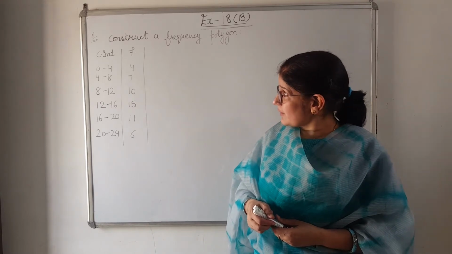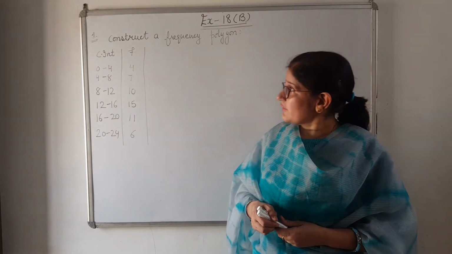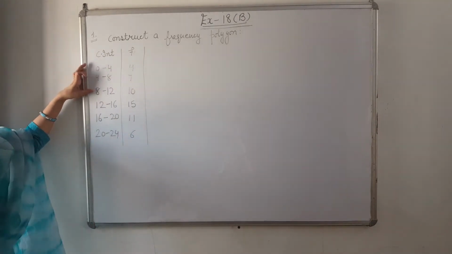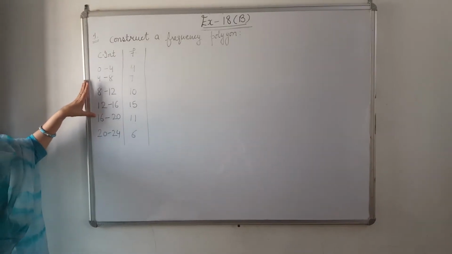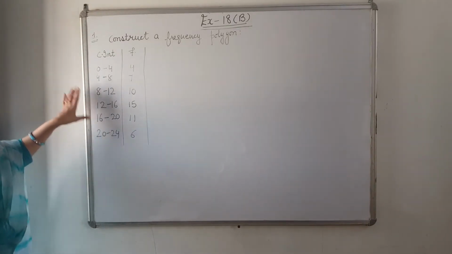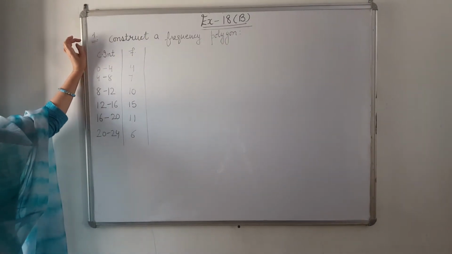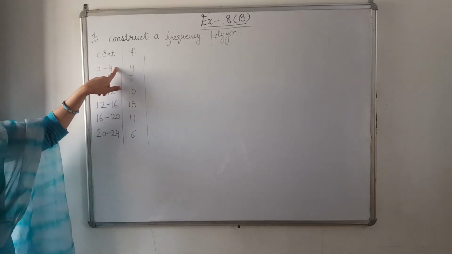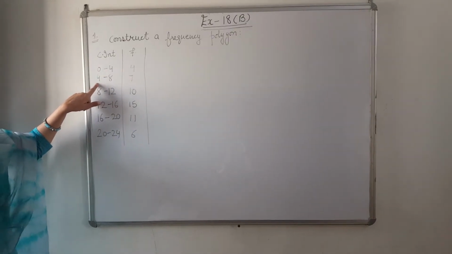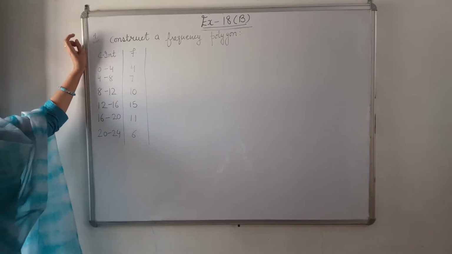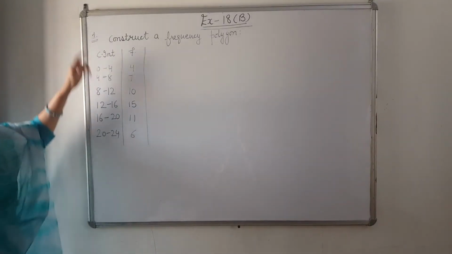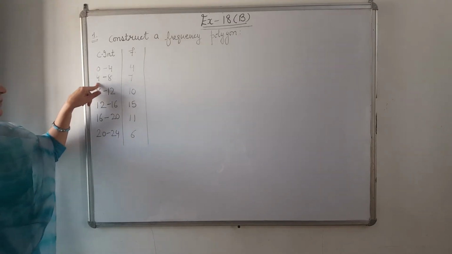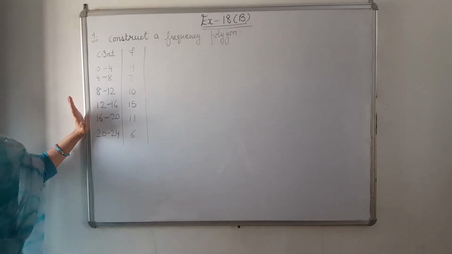Question 1 is given: construct a frequency polygon, and we have class intervals 0 to 4, 4 to 8, 8 to 12, 12 to 16, 16 to 20, 20 to 24. Before starting the construction, you have to see whether the upper limit of the first class is equal to the lower limit of the second or not. If it is not equal, then we find the difference, divide by 2 and do the adjustment, as we did in the previous exercise. But here it is already equal, so no need to do that.